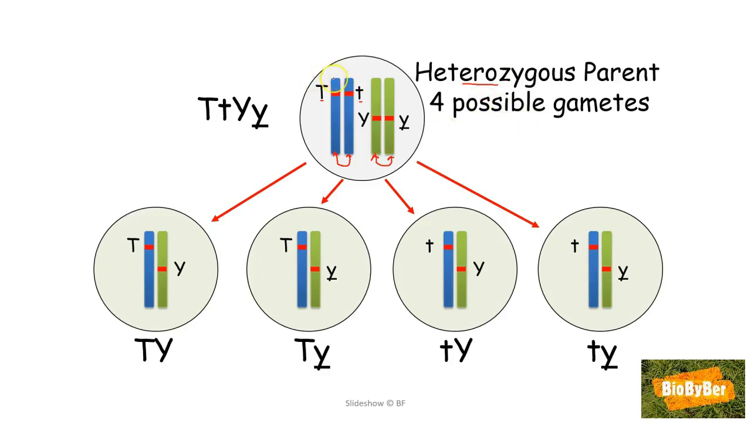Remember our arrow trick? The first gamete will contain a big T with a big Y. The next gamete will contain a big T with a small y. The next gamete will contain a small t and a big Y, and the last gamete, the last possibility, is that it will contain a small t and a small y.